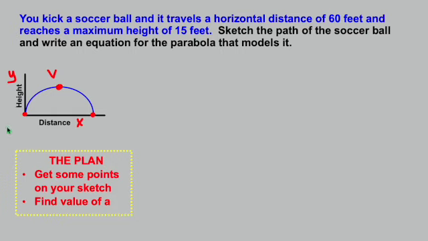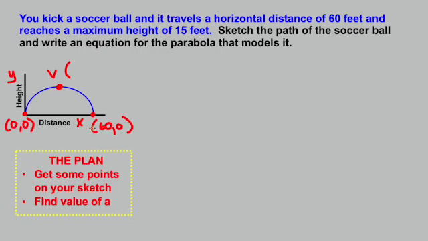So our starting point, if we were going to look at this in terms of coordinates, would be (0, 0). And since we kicked it a distance of 60 feet, over here our other x-intercept is going to be (60, 0). Once we know that, we can now find the coordinates of our vertex. As I said earlier, the vertex's x-coordinate is always halfway between the x-coordinates of the x-intercepts.